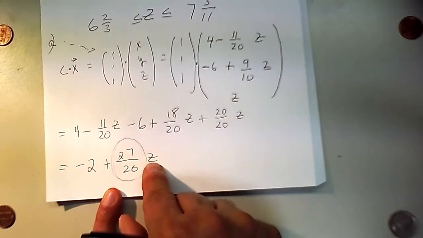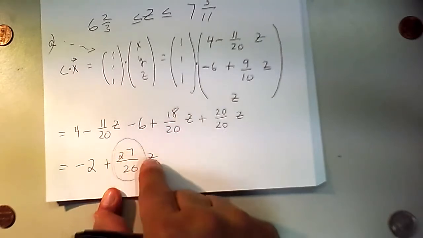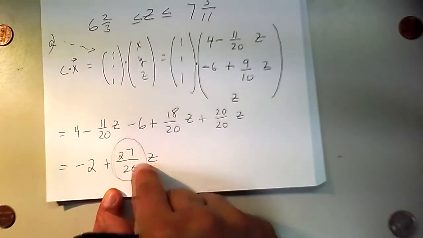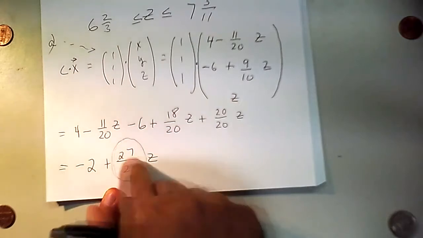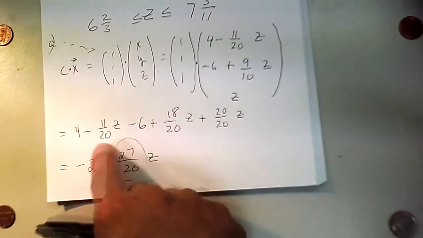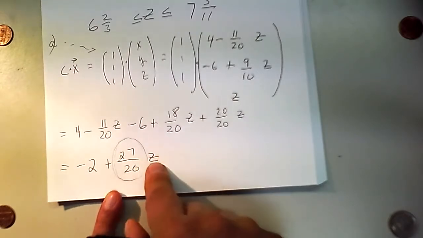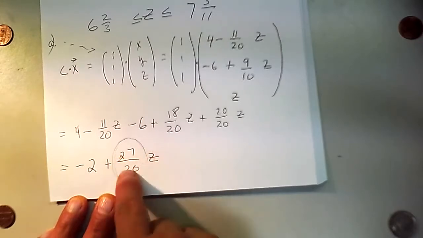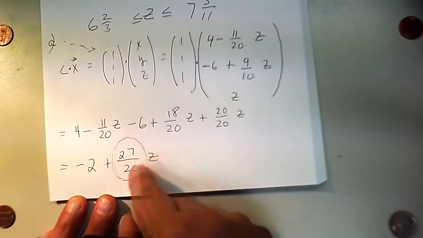So say Z is 1. If Z is 1, this fraction multiplies with 1 and then adds to negative 2. If Z is 2, this number multiplies with 2, doubling this portion. We still have to add to negative 2, but now we have more of the entire thing. If Z is 20, then the 20s cancel, and 27 minus 2 is 25. So the cost would be 25.